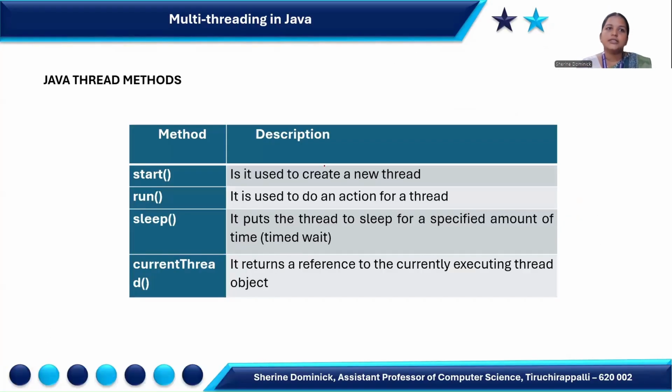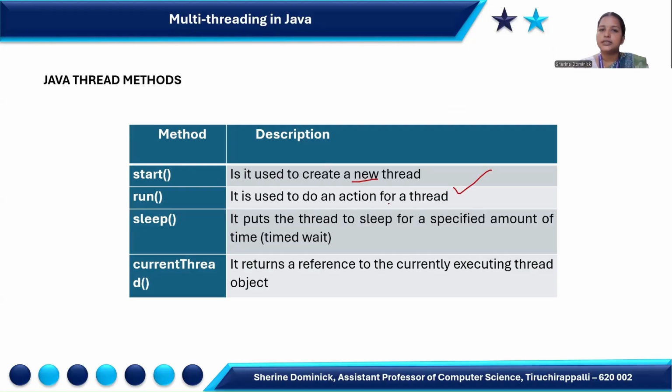The next concept that we are seeing is the methods that we use in multi-threading. First is the start method. As I said, when a thread is created, we call upon the start method. The start method says that we have a new thread that is created. Next, we have the run method, to do an action for a thread, or to move the thread into the runnable state.